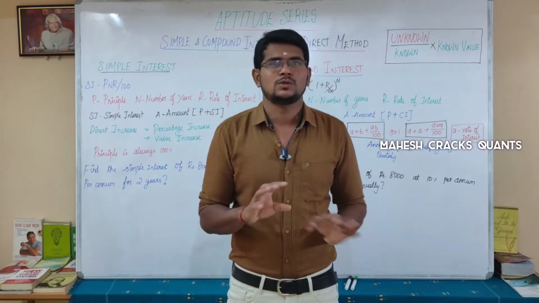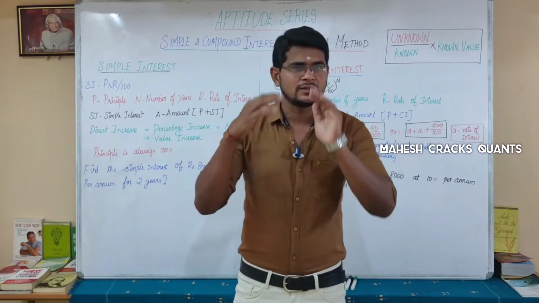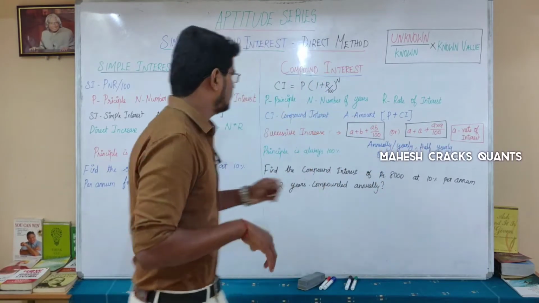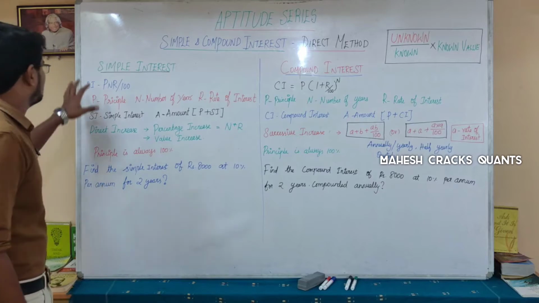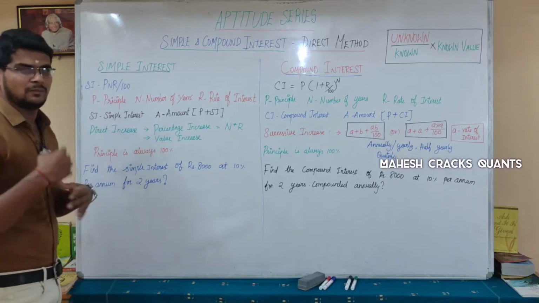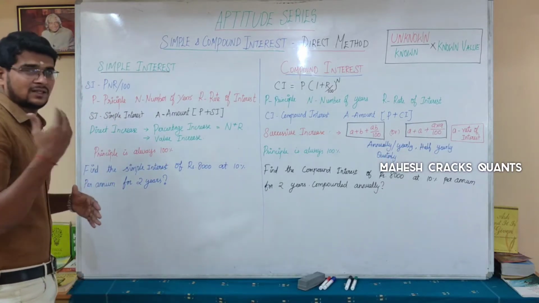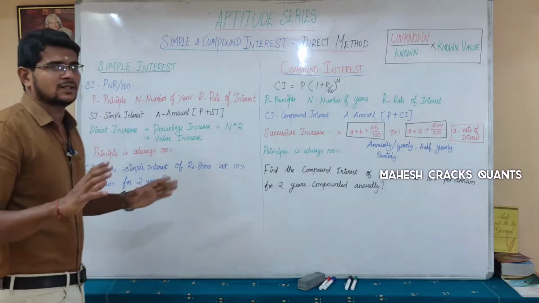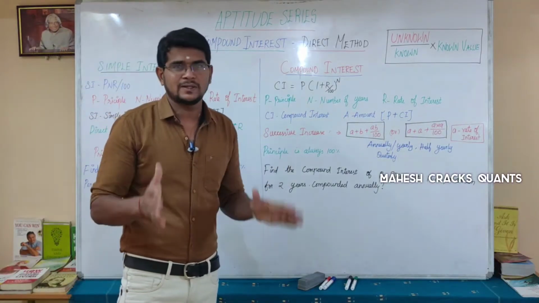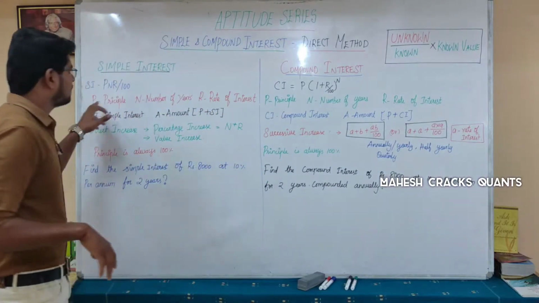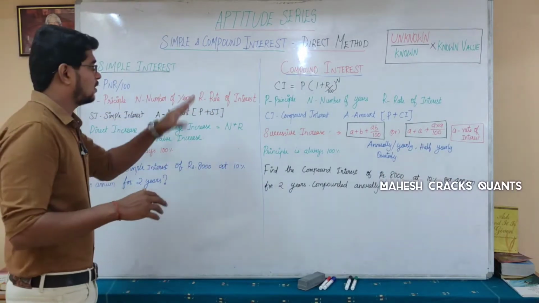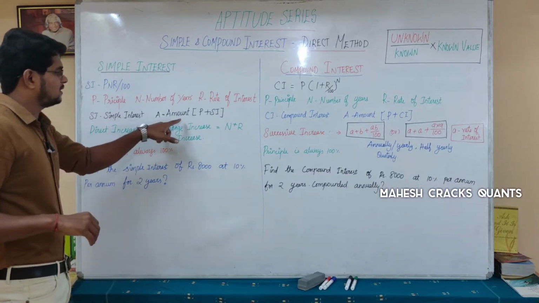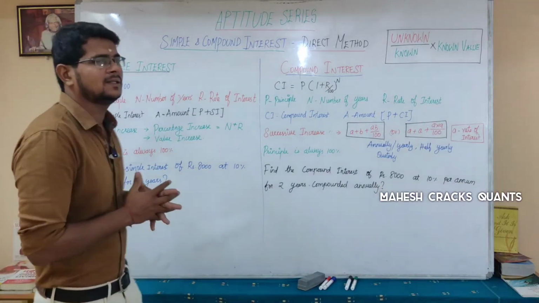We are not going to use any formulas. Anyway, the conventional method formula is given here. Let's get started. The first thing you need to know is the meaning of the letters and variables. Simple interest is PNR by 100, which is the conventional way of solving simple interest. P is principal, N is number of years, R is rate of interest, S is simple interest, and amount is principal plus simple interest.